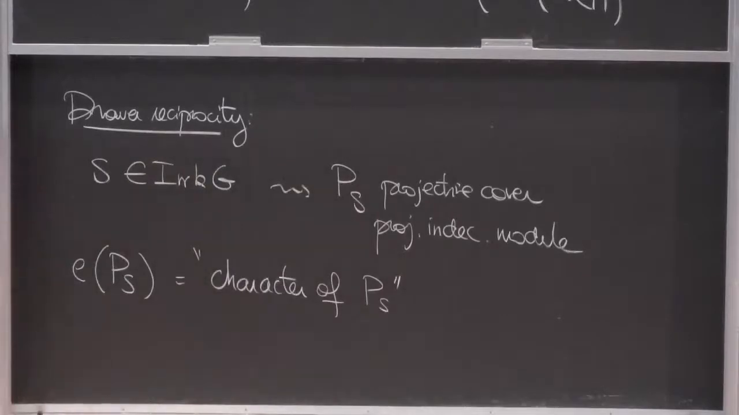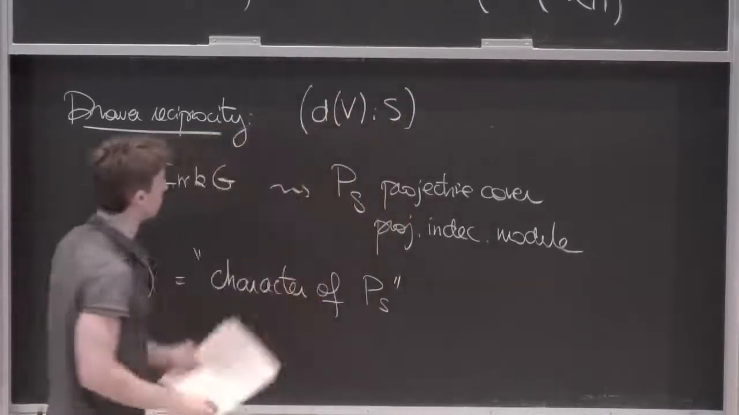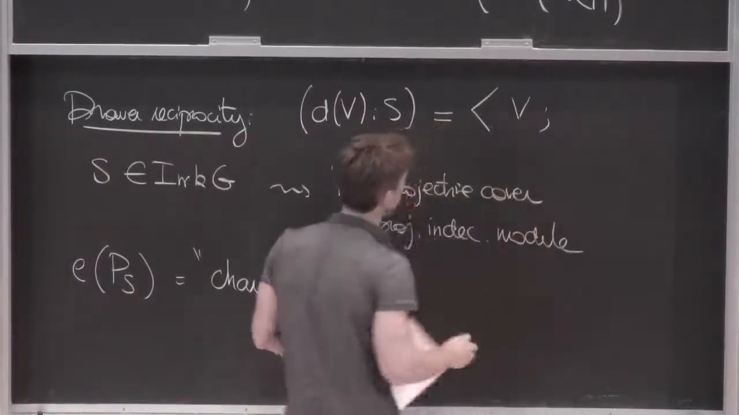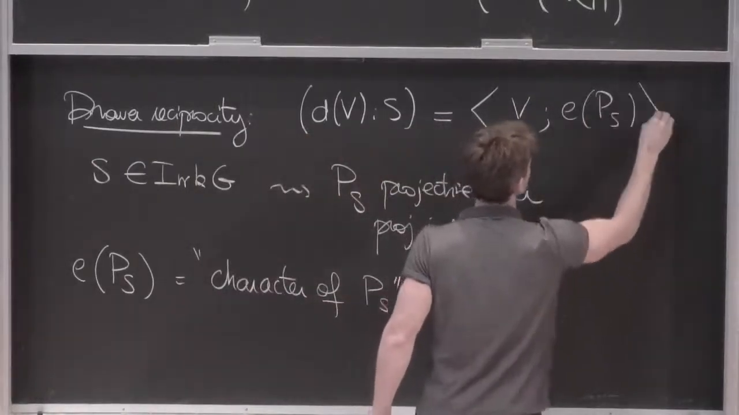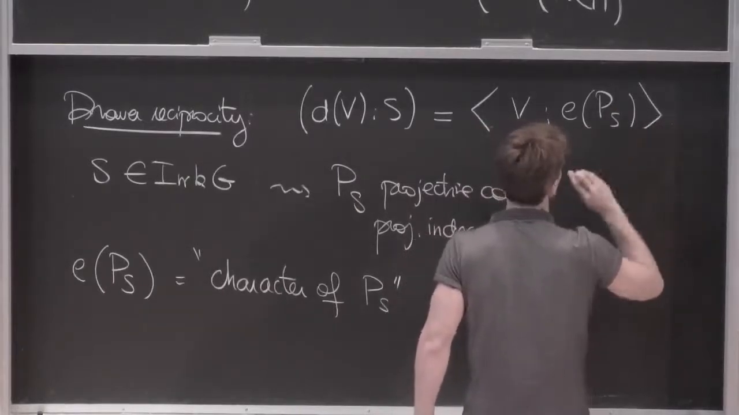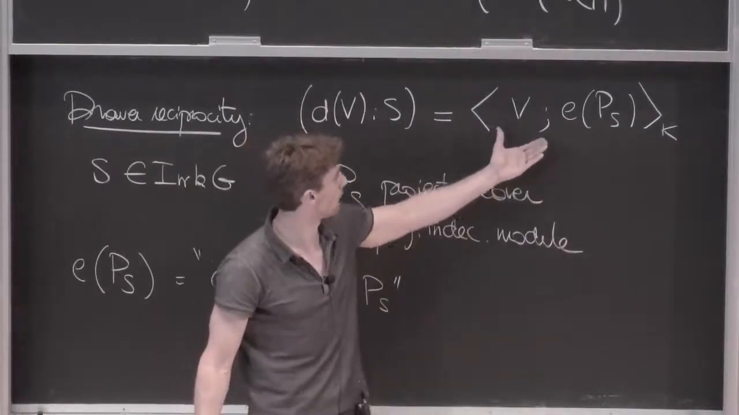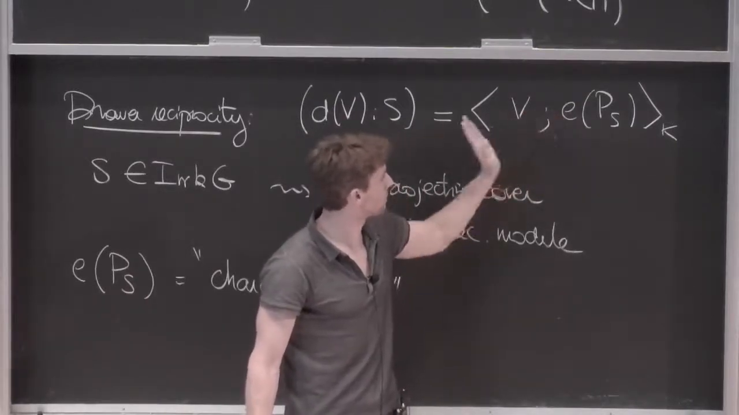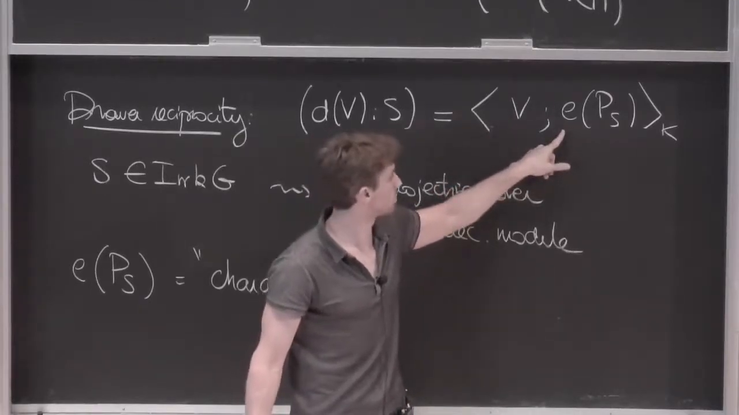And what Brauer reciprocity tells you is that the multiplicity of S in dV as a composition factor is the same as the multiplicity of V as an irreducible character in the character of P_S. Okay, so, yeah, just like this. Here, that's the usual scalar product for characters. So you look at this character, you can decompose it as a sum of irreducible characters, and it just records the multiplicity of V in that decomposition.